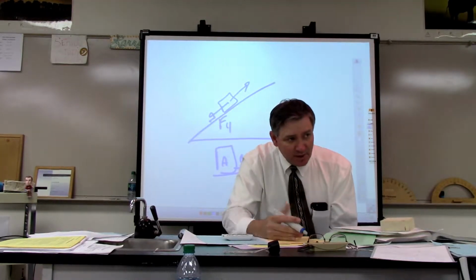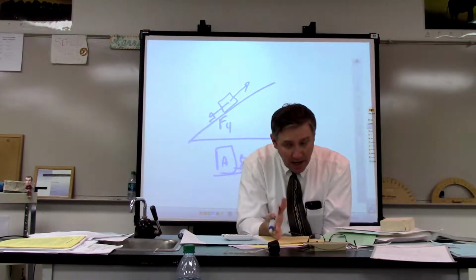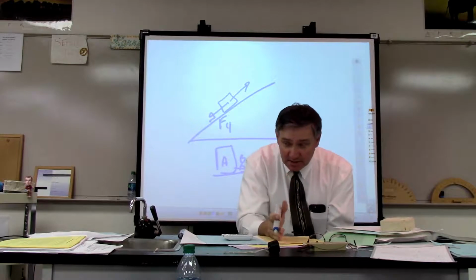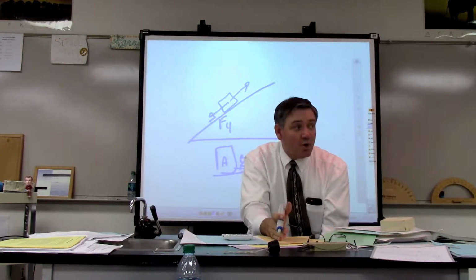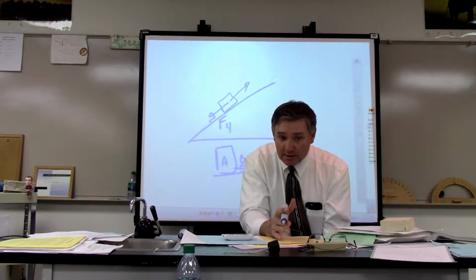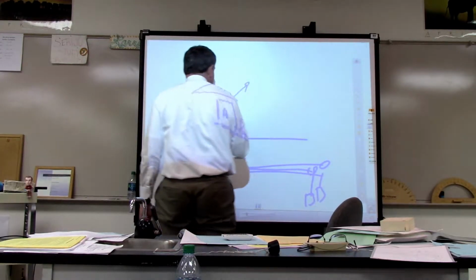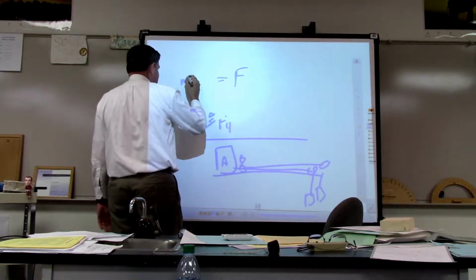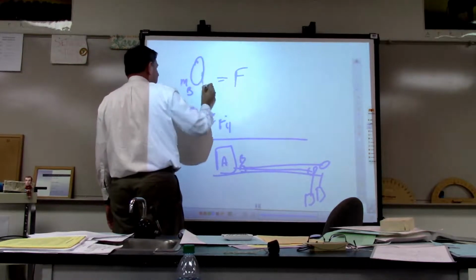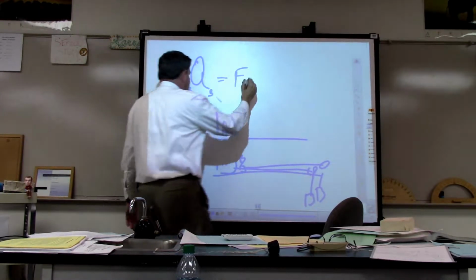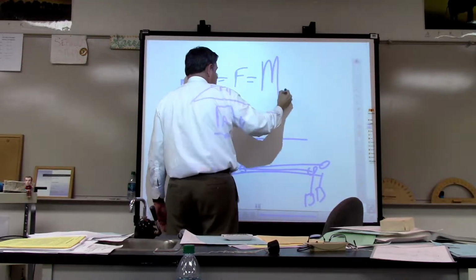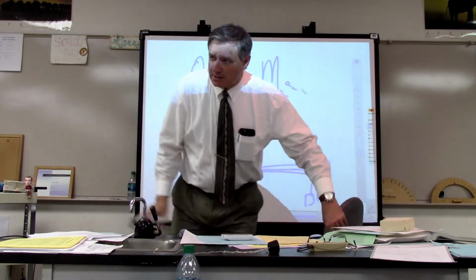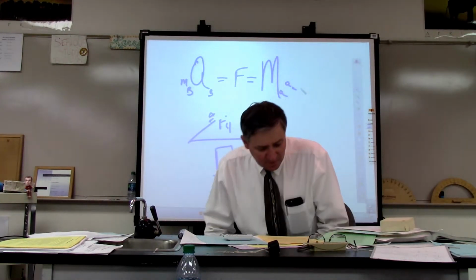But here's the one thing that's going to be common. Are both objects, A and B, going to accelerate? Yes. Is the acceleration going to be the same? No. Which one's going to have the larger acceleration? B is. So when you look at this, same force. If this is B, it's got a small mass, so it's going to have a large acceleration. A is going to have a larger mass, so it's going to have a smaller acceleration. Start with that idea.